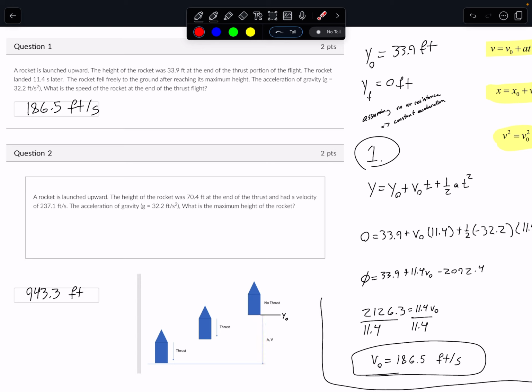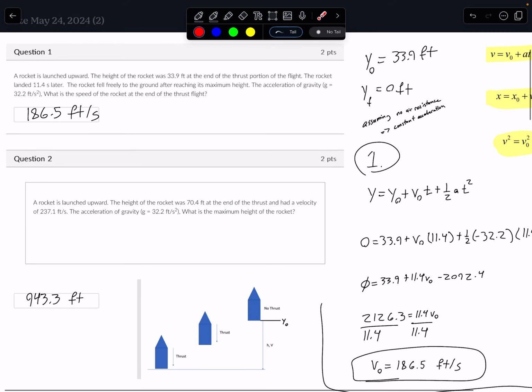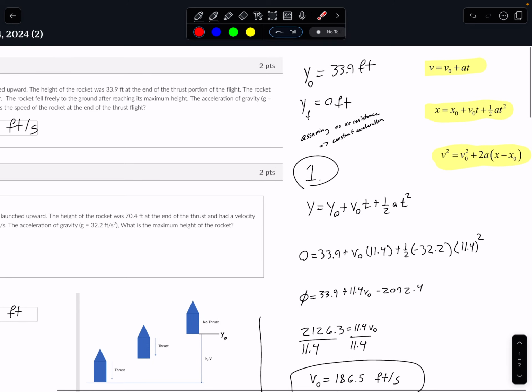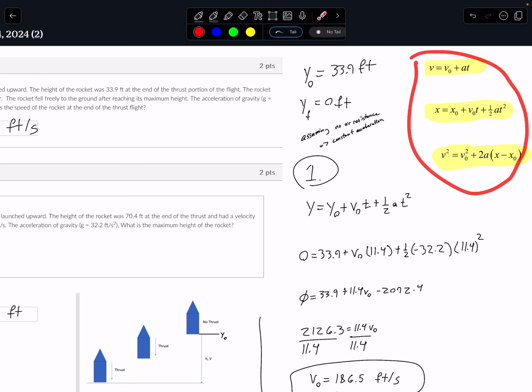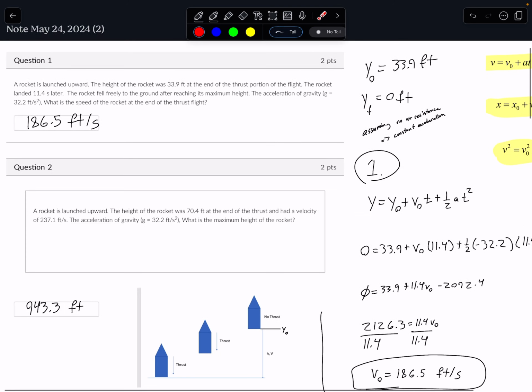That just means there's a force being acted on the rocket, pushing it up. And then the rocket lands 11.4 seconds later. The rocket freely fell to the ground after reaching its maximum height. I'm assuming no air resistance, which leads to a constant acceleration, because we don't have anything other than gravity given to us. So that allows us to use any of these kinematic equations.